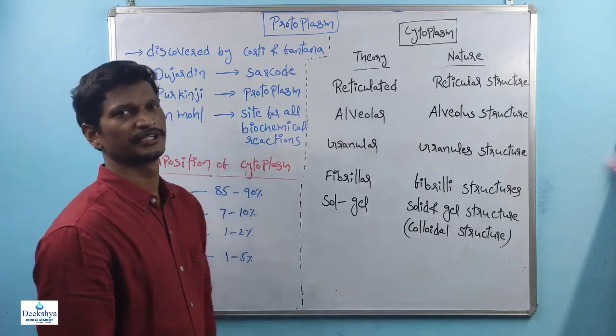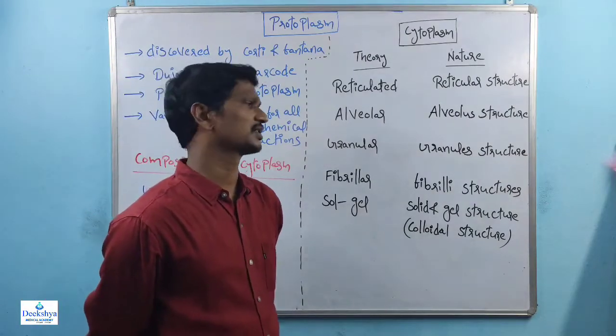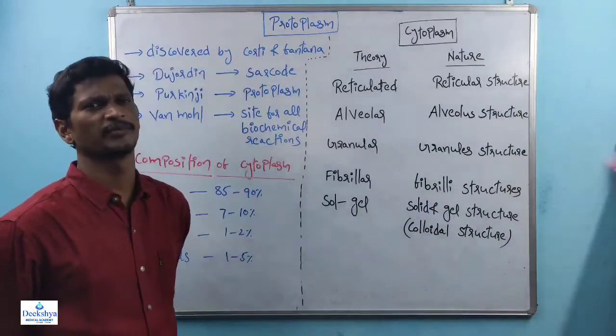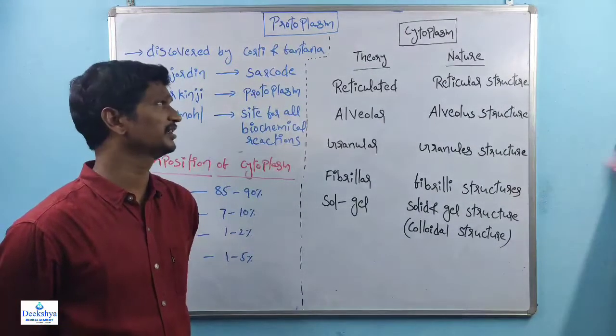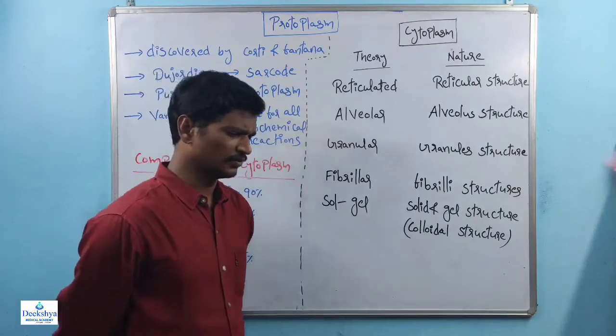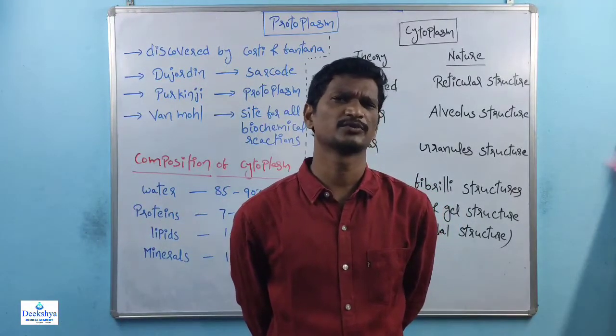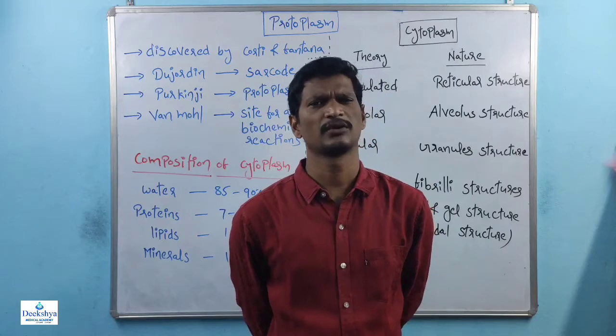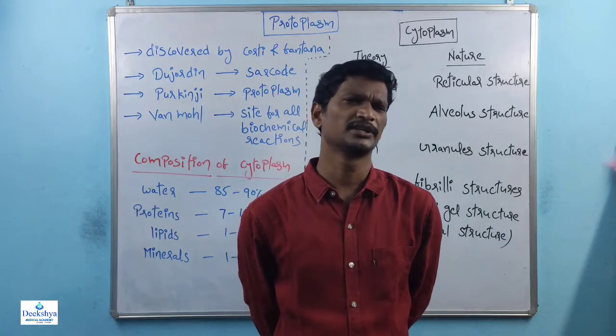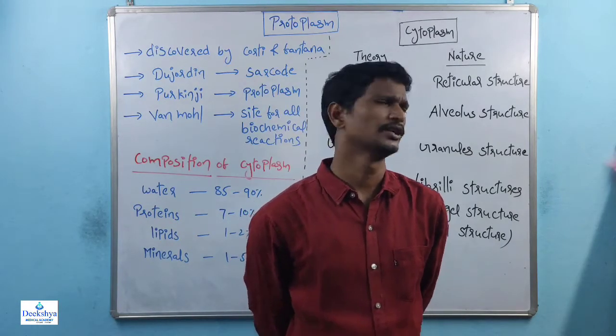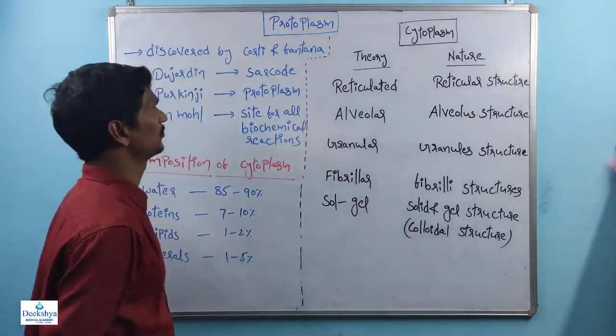Hi students, coming to the next class is the protoplasm. Last class we discussed the plasma membrane and its functions, right? The content of a cell without the cell wall is called the protoplast, and the content of a cell without the cell wall and plasma membrane is called the protoplasm, right? So we are discussing the protoplasm.